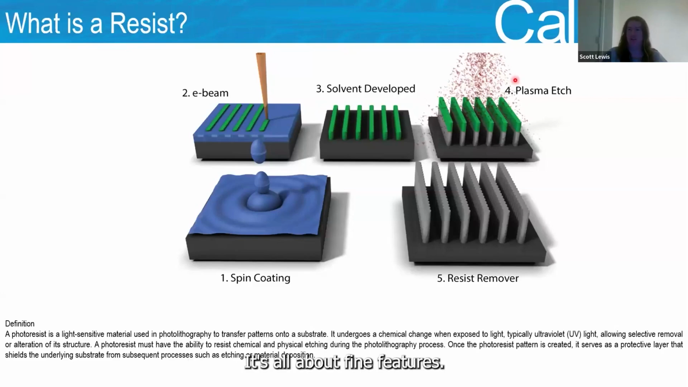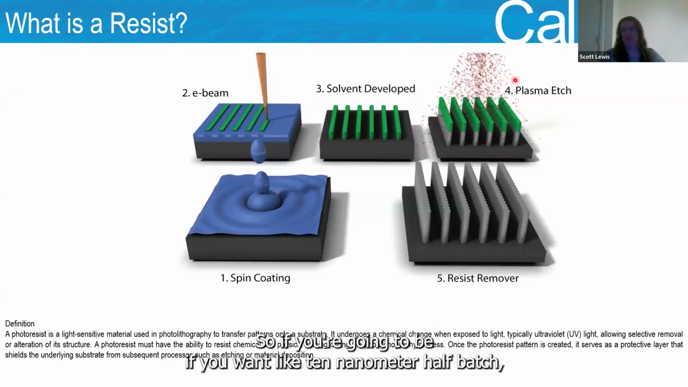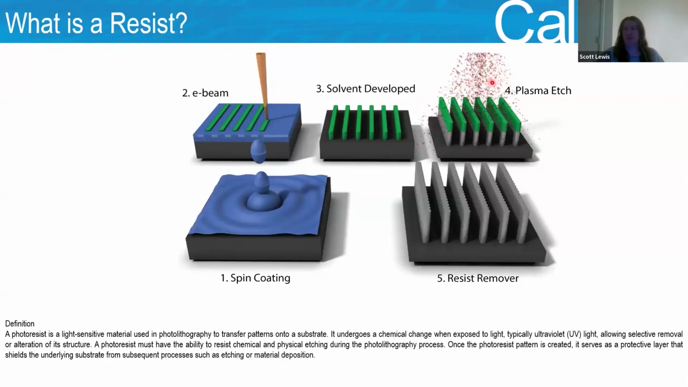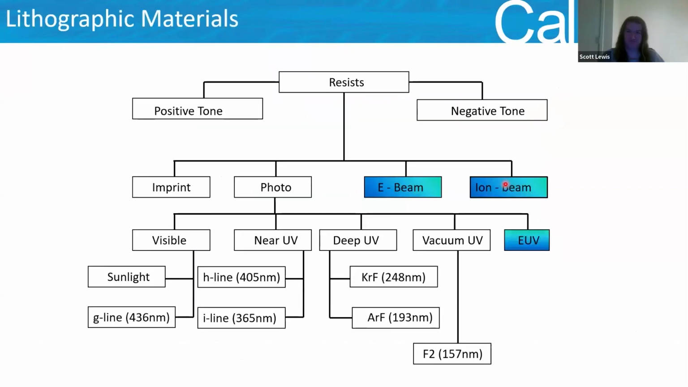It's all about fine features. So if you want like 10 nanometer half pitch, you're not going to etch that with KOH or anything like that if it's a silicon process you want. So we predominantly use dry etch. So that's like ions, really, so it's SF6, and I'll go into that a little bit later. And of course, we strip the resist, and then we're left with these fins that we can essentially shape the silicon rather, or the underlying substrate, and we can make devices from that.